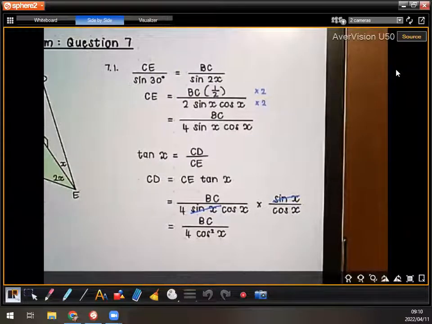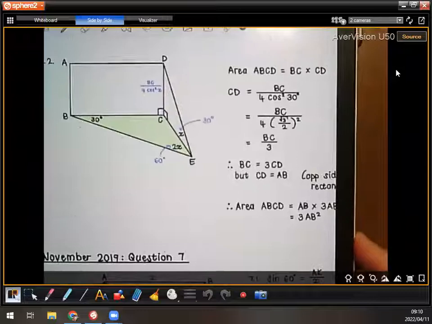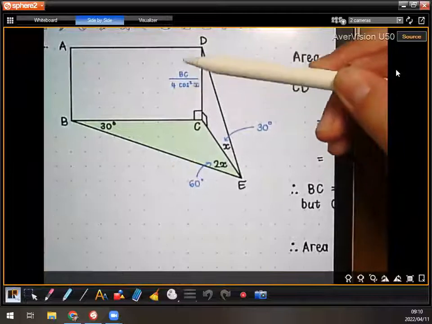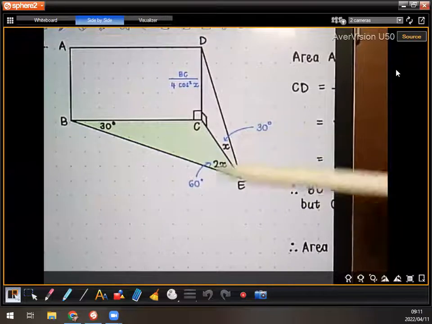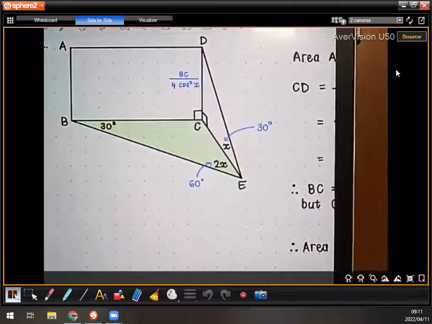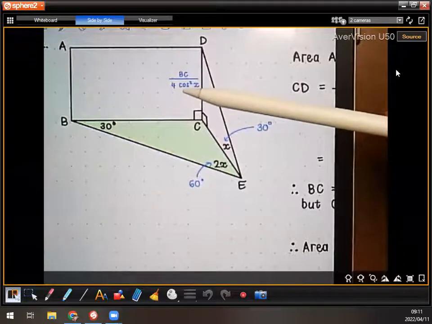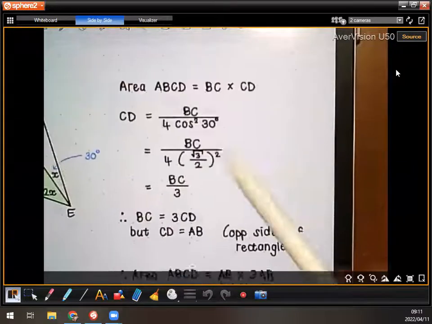Okay, 7.2, I did do on the next page, but I did redraw the diagram. All right, so for 7.2 now, I just filled in there that we know that CD is now BC over 4 cos squared x. They're now telling us in 7.2 that x is 30 degrees. So if x is 30, then this is 60, and that is 30 degrees. Okay, you might have to use that, maybe not. The question was saying we now need to show that the area of the rectangle is equal to 3AB squared. Right? 3AB squared.